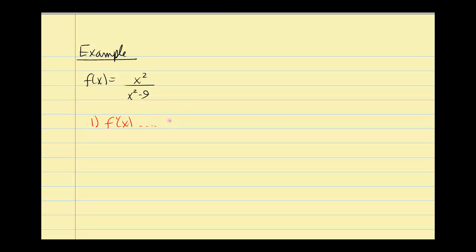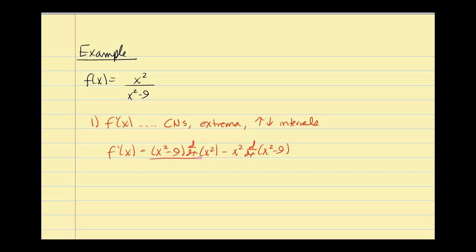Well, the first derivative gives us information about critical numbers. It gives us information about possible extrema, relative maxes and mins, and intervals where my function is increasing and decreasing. So the first thing we need is our first derivative. Here we'll use the quotient rule, or you could flip it and use the product rule, it's up to you. So we have the bottom times the derivative of the top minus the top function times the derivative of the bottom all over the bottom squared.